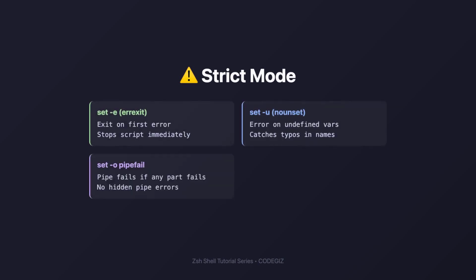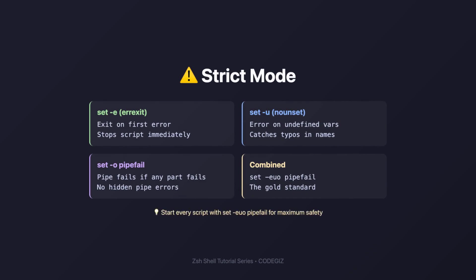Strict mode makes your scripts fail fast instead of silently continuing. Set -e exits on the first error. Set -u catches undefined variables. Set -o pipefail ensures pipe failures are not hidden. Combine all three with set -euo pipefail, the gold standard.